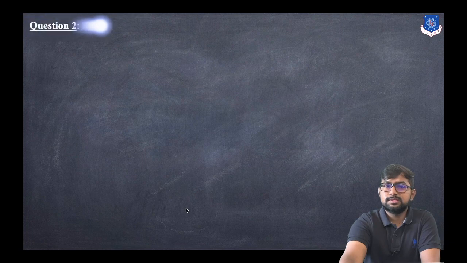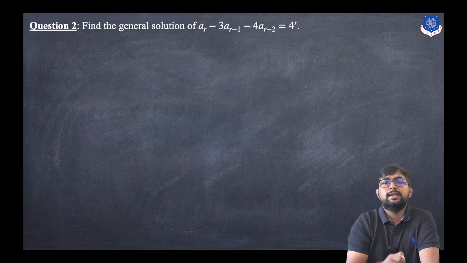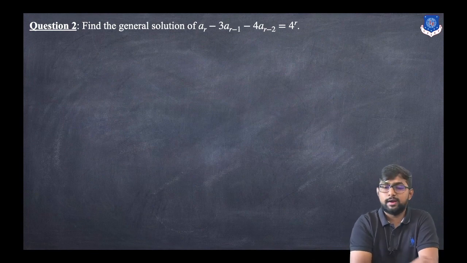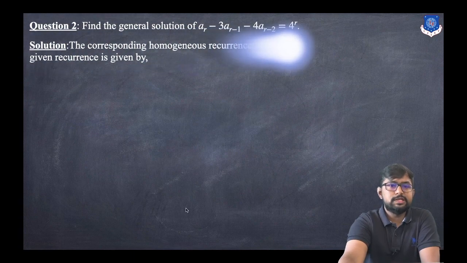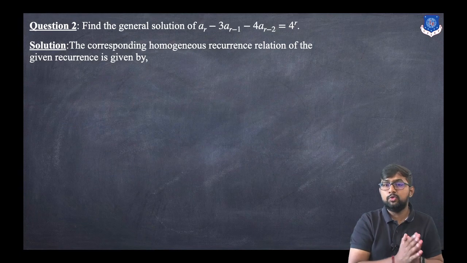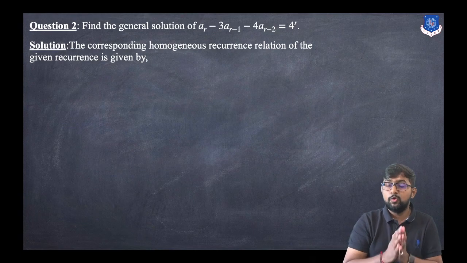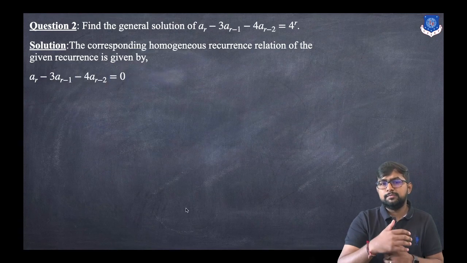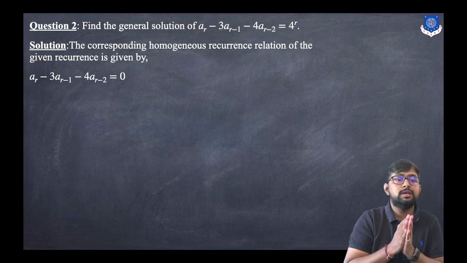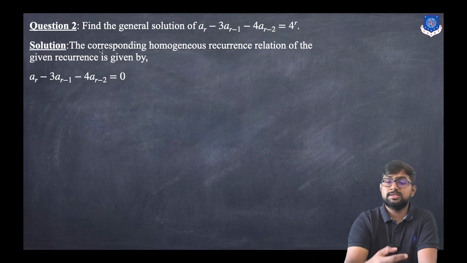So let us discuss the second example. Find the general solution of a_r minus 3a_(r-1) minus 4a_(r-2) equals 4^r. Now see, again this is a non-homogeneous equation, so we need to calculate both the solutions, the homogeneous solution as well as the particular solution. For the homogeneous solution, the homogeneous equation is, just put the right hand side equal to 0, so that will be a_r minus 3a_(r-1) minus 4a_(r-2) equals 0.